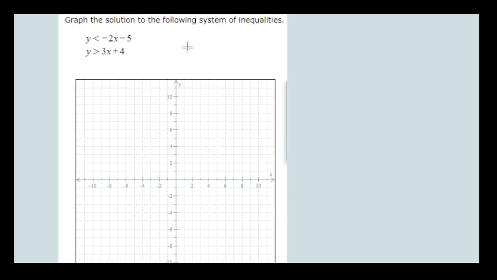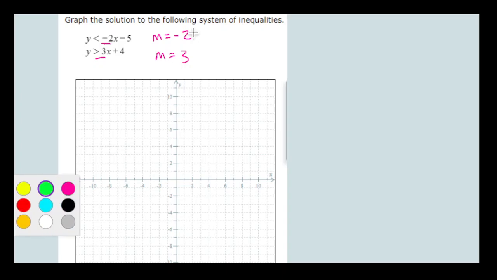So what we'll do next is we'll look at these and we'll determine what's our slope and what's our y-intercept for each of them. We'll graph these. So my slope for this first one is this number that's right here in front of the x. So my slope is -2. My slope for this bottom one is 3, right? And then if we look at y-intercept, we've got -5 for this one, and for this one, you've got +4.